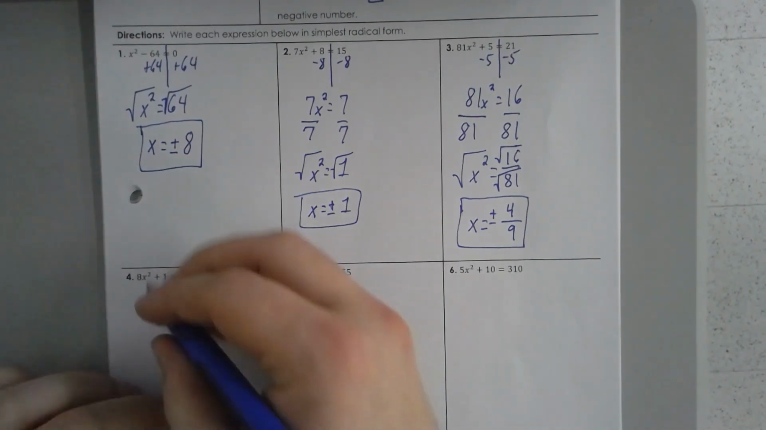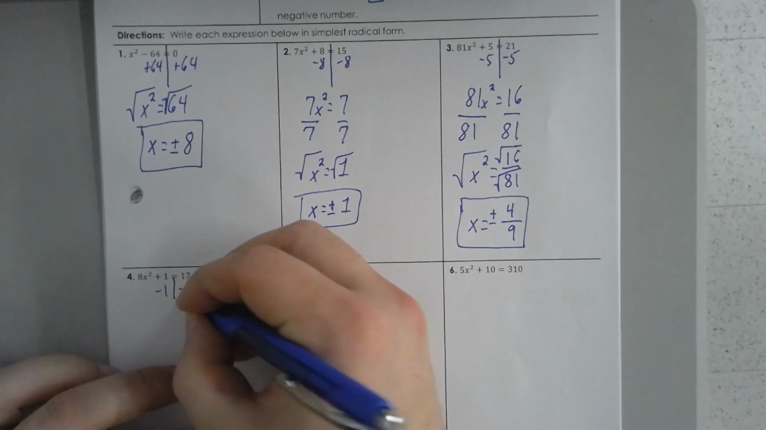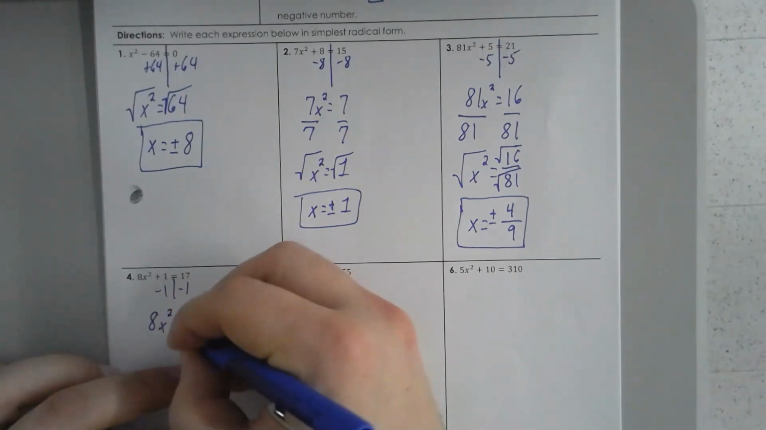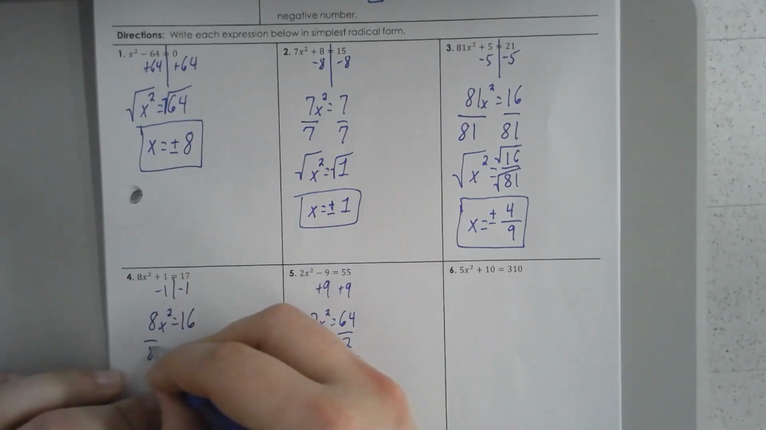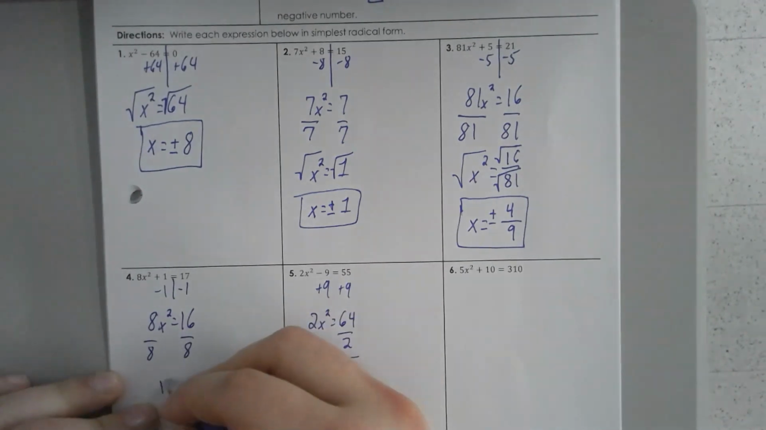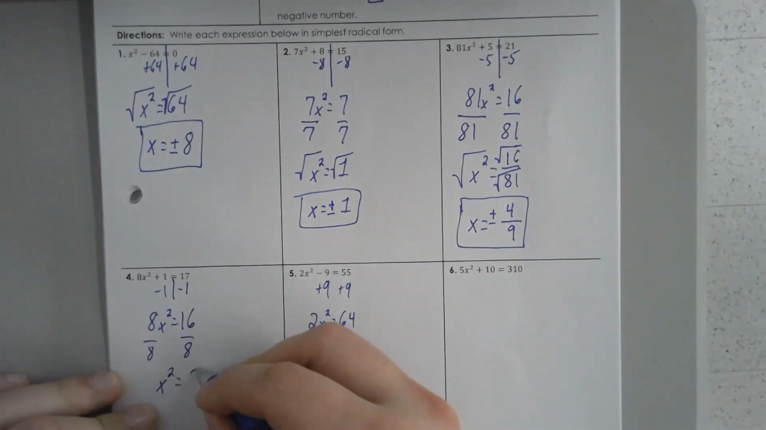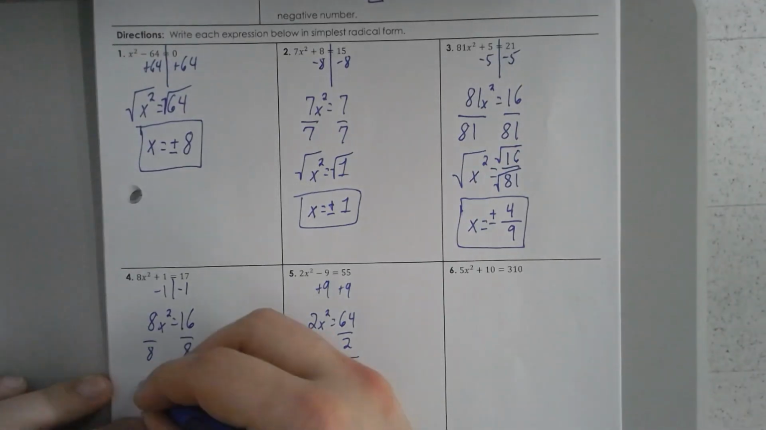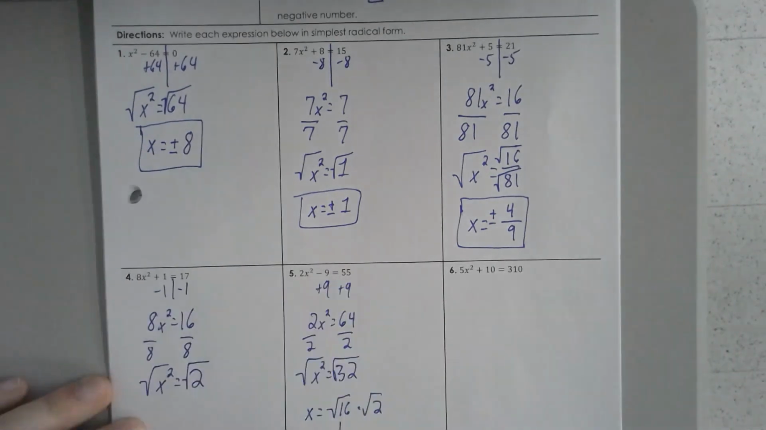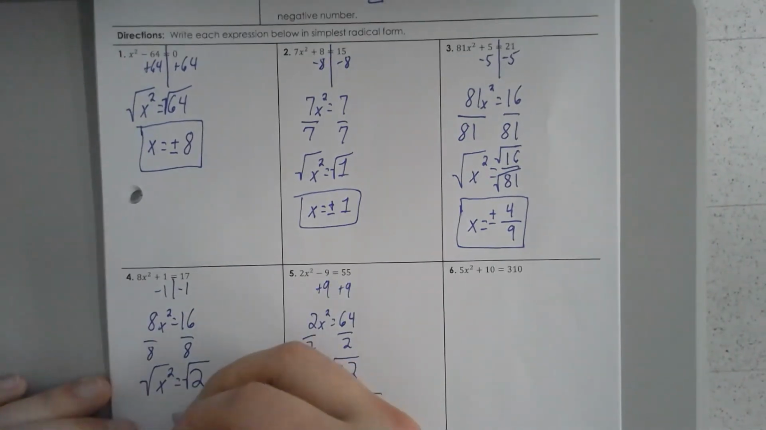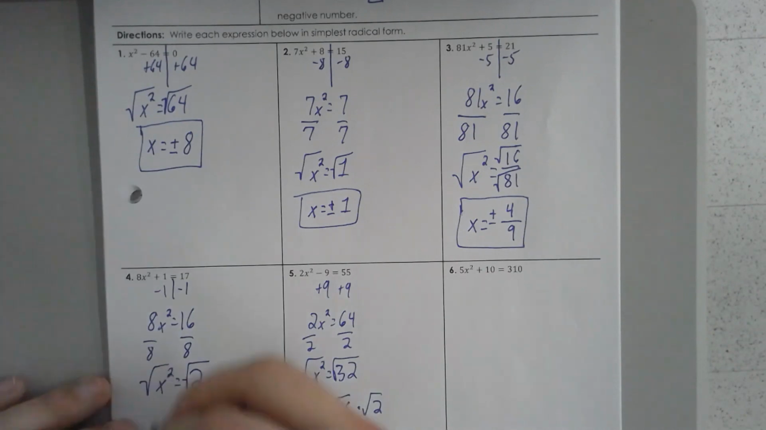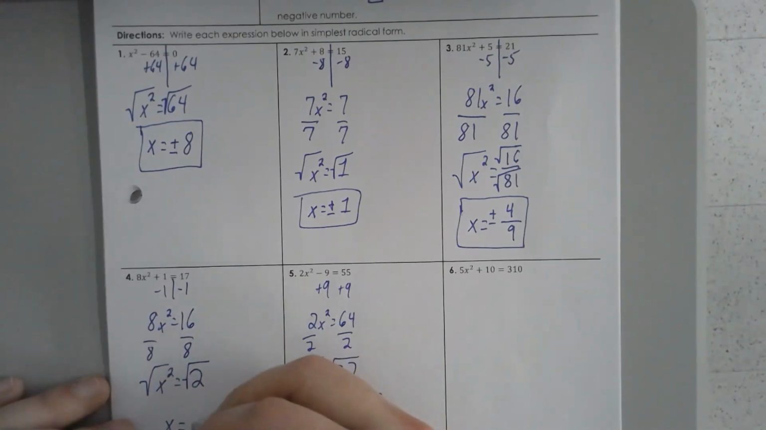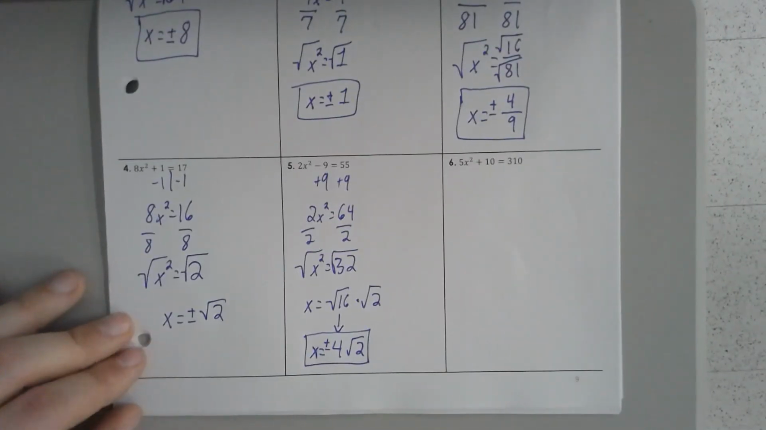8x squared equals 16. We would divide both sides by 8. That gives you x squared equals 2. Okay. You square root both of them, which will give you x equals the square root of 2. So once you square root 2, is 2 a perfect square? Nope. So it's left inside the square root. And that would be your final answer.